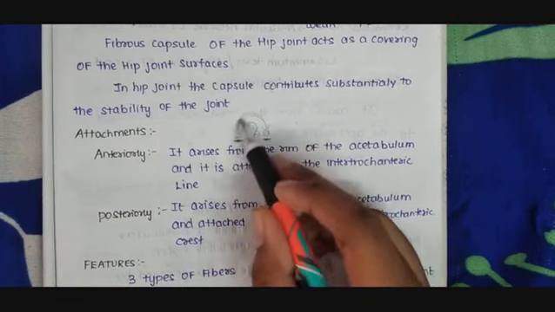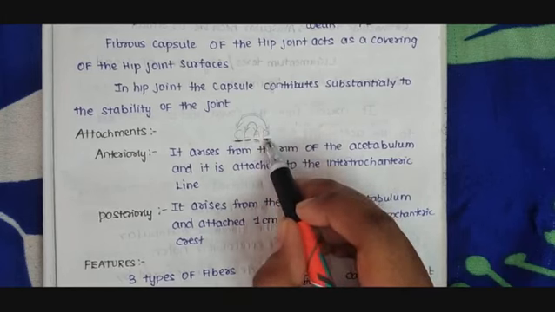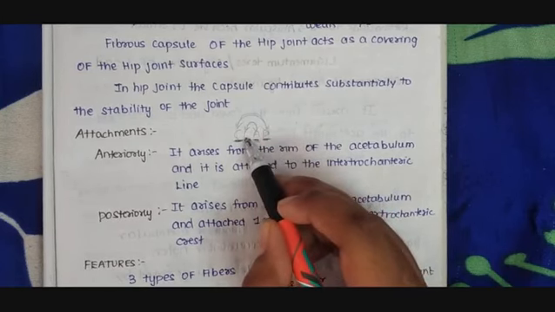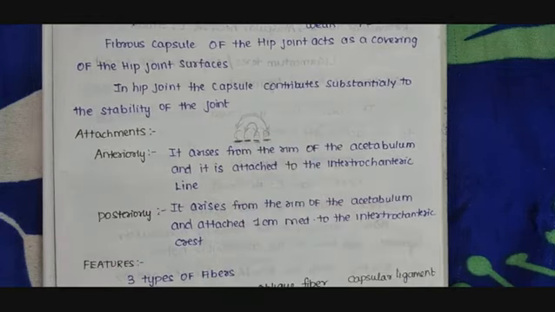The intertrochanteric crest is present at the posterior aspect of your femur, whereas the intertrochanteric line is present at the anterior aspect of your femur. So this hip joint capsule, both at the anterior as well as the posterior aspect, arises from the rim of the acetabulum, but at the anterior aspect it is attached to the intertrochanteric line, and at the posterior aspect it is attached 1 cm medial to the intertrochanteric crest.